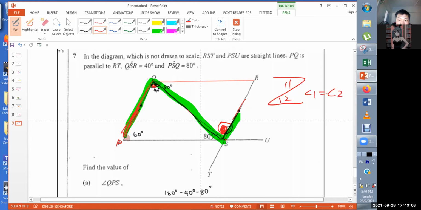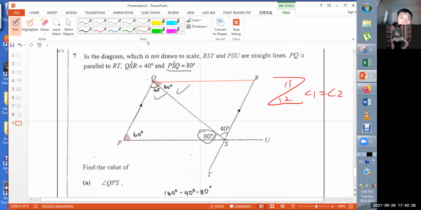Then after that, in fact, the question looks very weird to me, because this doesn't look like 80 to me. But anyway, if it's given, it has to be 80 because the question says so. So therefore, this is 80 as well. This is 40 as well.